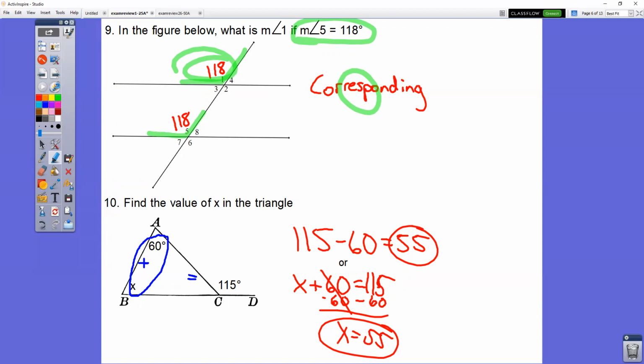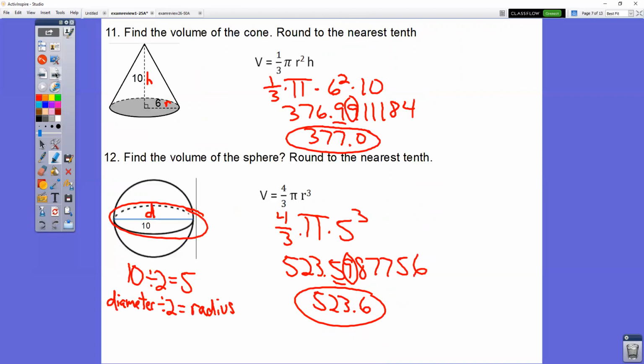In question number 10, you have these two inside angles added together equals this outside angle. So x plus 60 equals 115. You could just set up that equation and solve to get 55. Or you could take this angle outside, subtract the angle inside to find the other angle. So 115 minus 60 is 55.